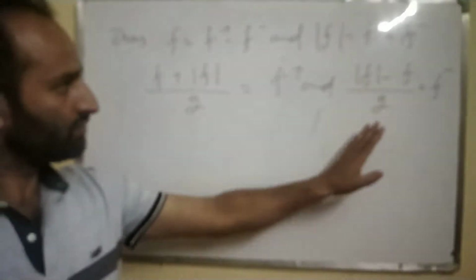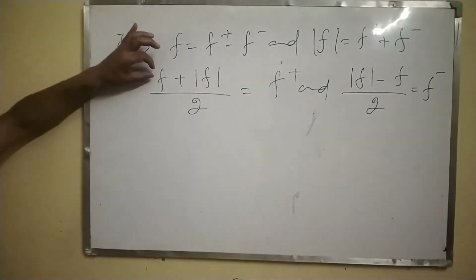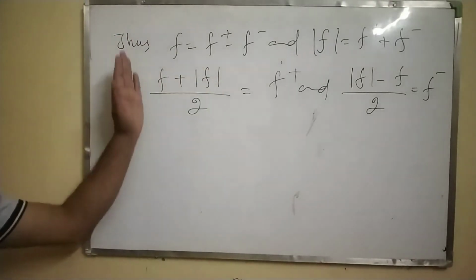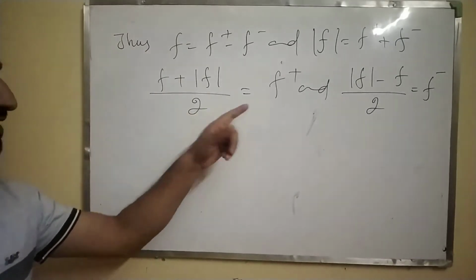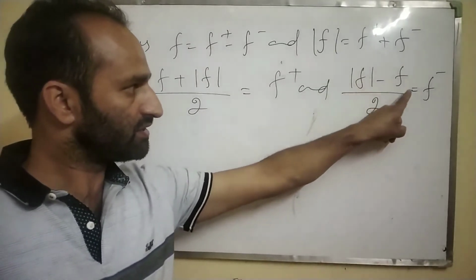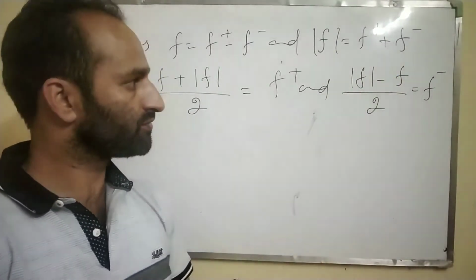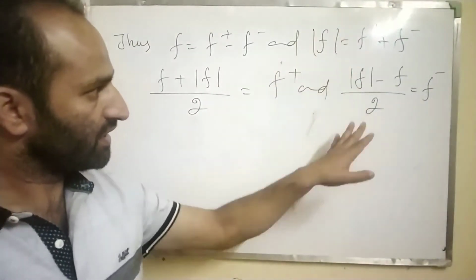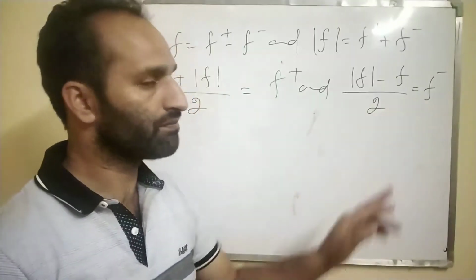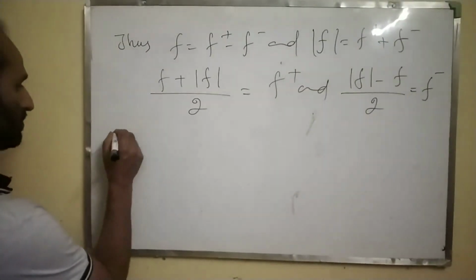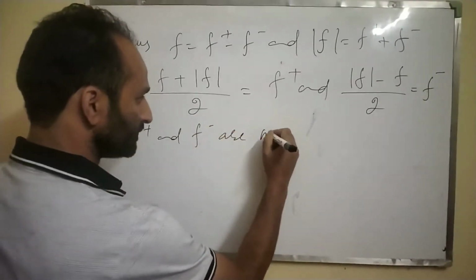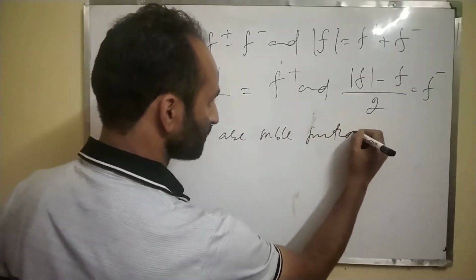Okay, and now you can see that since f is measurable, mod of f is also measurable. So f plus mod of f is measurable, and scalar times a measurable function is a measurable function, therefore f plus is measurable. Again, f is measurable, therefore mod of f is measurable, and this f is also measurable, so the difference of two measurable functions is again a measurable function, and the scalar multiple 1 by 2 times mod of f minus f is also a measurable function, which means f minus is a measurable function. Therefore f plus and f minus are measurable functions.